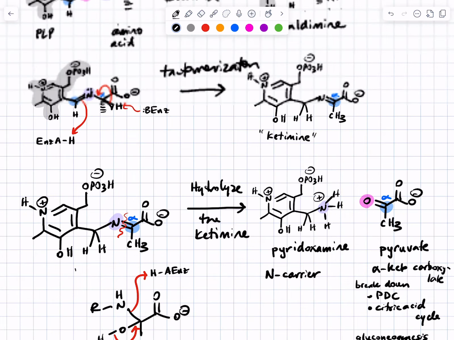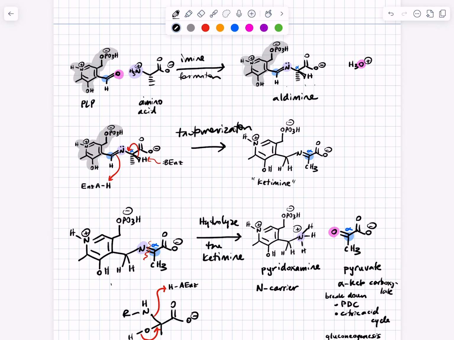Okay, I want to make sure you've got the big picture. The keys are here. First, make the imine with PLP and the amino acid. Tautomerize from the aldimine to the ketimine. Switch sides, switch which side is the imine just by proton transfer. Then hydrolyze the ketimine. That takes the amino group that used to be on the amino acid, and now it's over here with PLP as pyridoxamine. And that takes what used to be your alpha amino acid and turns it into an alpha keto acid.